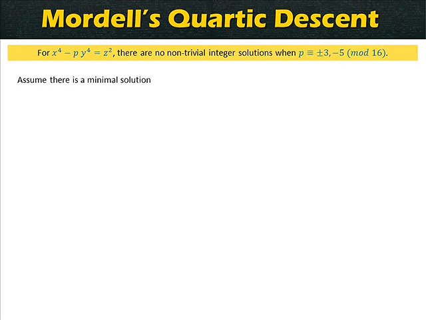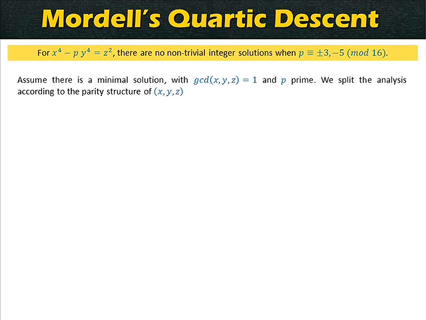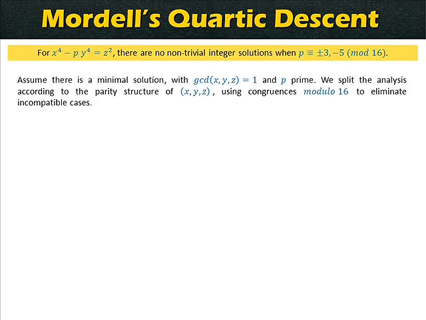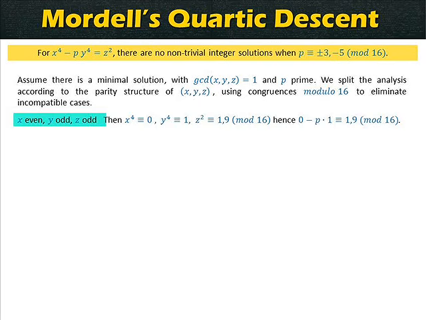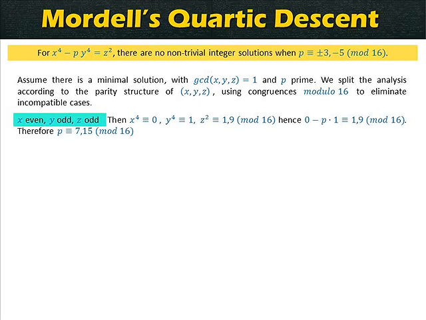Now we study the equation x raised to the fourth minus P times y raised to the fourth equals a square, and we want to show that there are no non-trivial solutions for several residue classes of P modulo 16. As before, we assume a primitive minimal solution and split the proof according to the parity of the variables. First, we look at the case x even while y and z odd. Looking modulo 16, P congruent to 7 and 15 are possible, while the classes 1, 3, 5, 9, 11, and 13 are excluded.